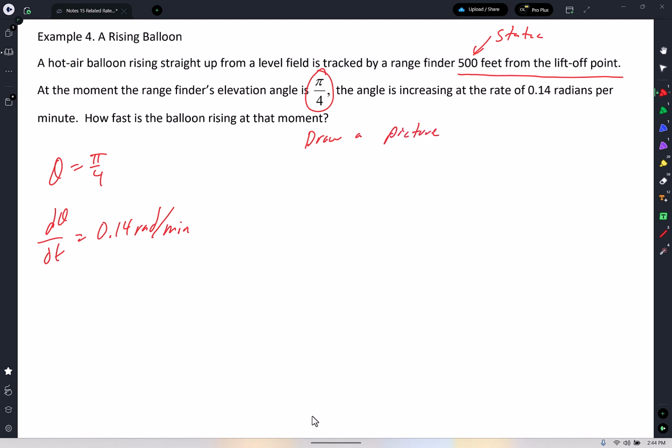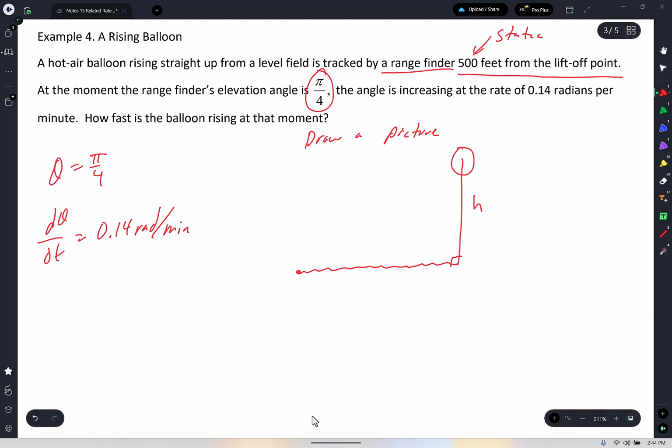So here's my picture. That dot is the rangefinder. And here's the ground. It's flat. And here's the hot air balloon. And I'm going to say this is height. So there's my right triangle, and theta, and this is 500 feet.